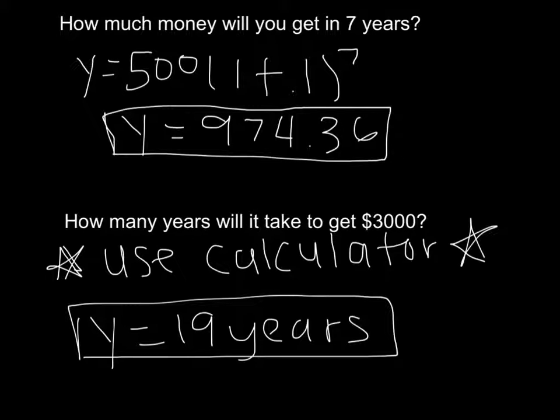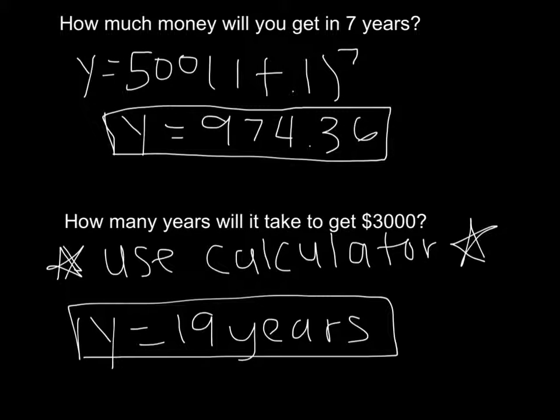So you take the equation y equals 500 times 1 plus 0.1 to the 7th power, and that gets $974.36. For the second question, it is how many years will it take to get $3,000?